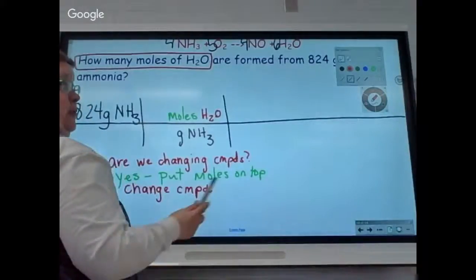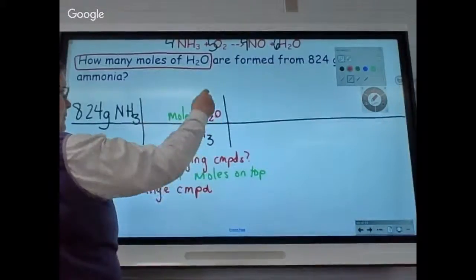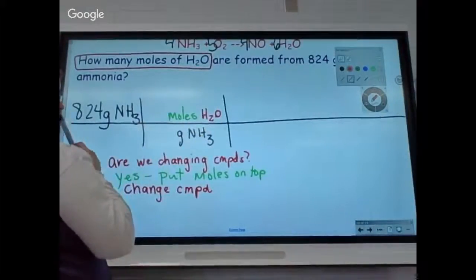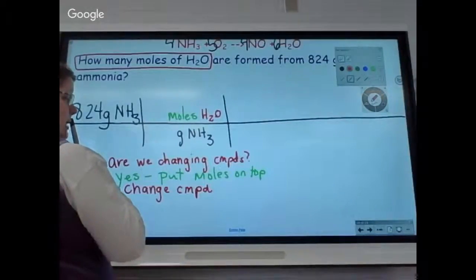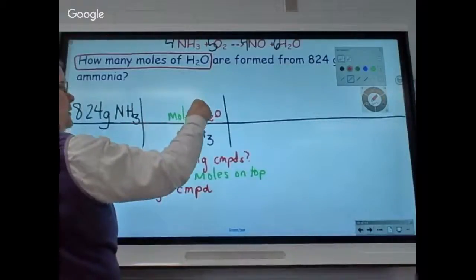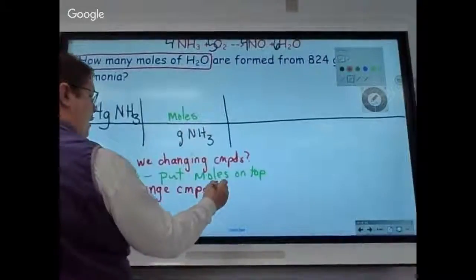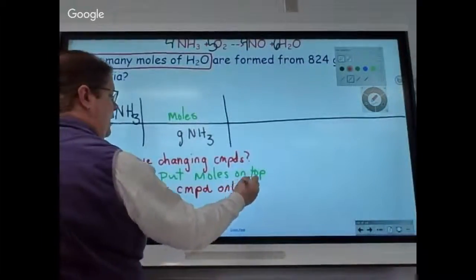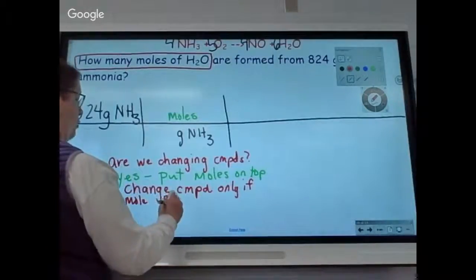Now, y'all are going to be mad if you wrote in ink. Tell me what's wrong with this. It's not a mole ratio. There we go. It is a mole ratio. You're doing grams to moles. You can't do it. It's not a mole ratio. Why did you just write it? Change compounds only if it's a mole ratio.